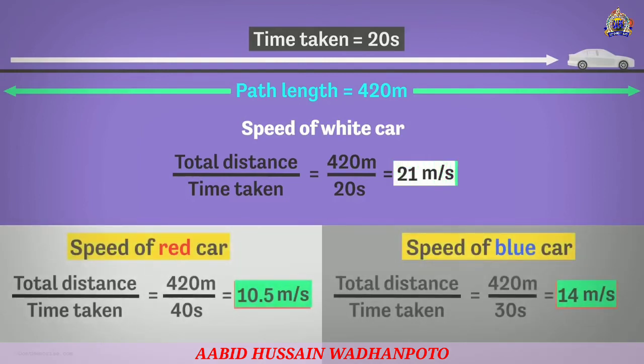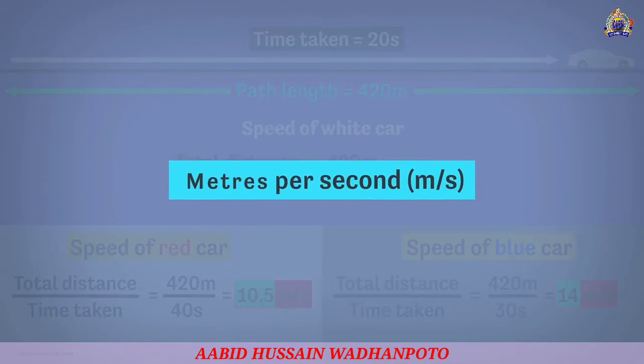Very good. Excellent. So we have 21 meters per second as the answer for the white car. So we can say which one has more speed. Here we have the white car, which has more speed than the blue car and then the red car. So this is the unit for the speed, meter per second.